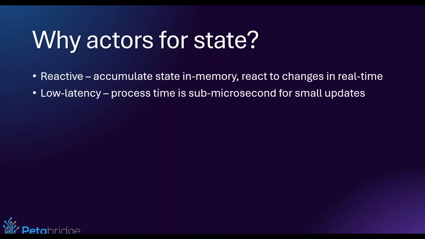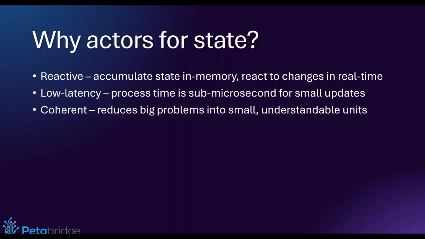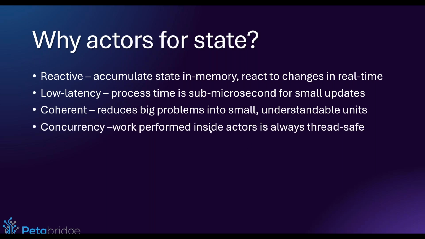Most of the updates that we're doing can be sub-microsecond if we're running locally. If we're sending data over the network, that latency will be higher, on the order of 1 to 3 milliseconds typically. But we're still talking faster than the human eye can visualize things. So latency should be so low that it's not even noticeable if we're doing everything right. The other reason we want to use actors is that it allows us to reduce big problems into small, easily understandable units. We're going to take a look at the drawing session state actor in just a second, and you'll see what I mean when we dive into that.